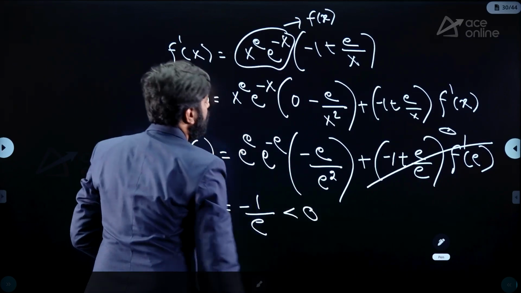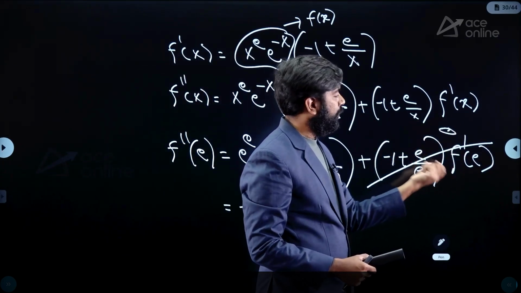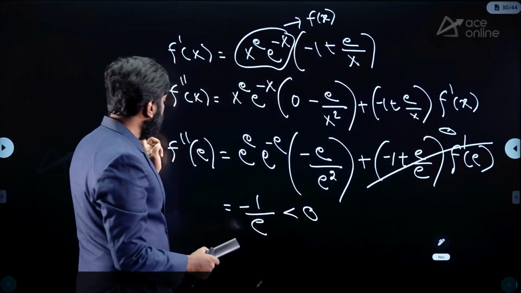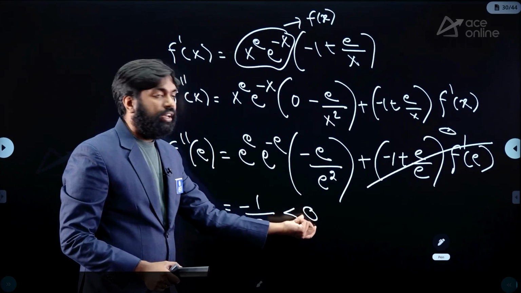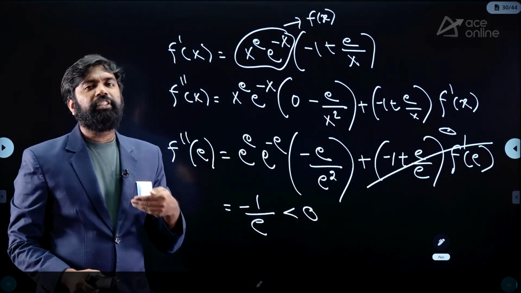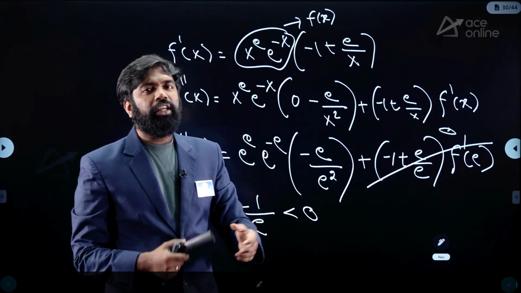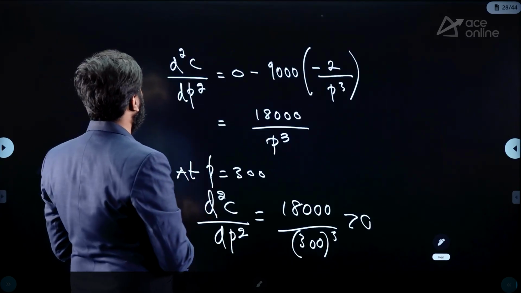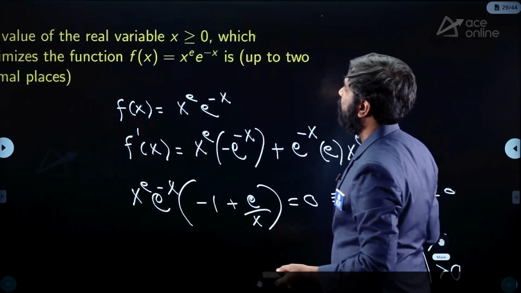Clearly this is less than 0. This term has vanished because after substituting e, it is giving you 0. What is the second derivative value at x equal to e? It is minus 1 by e, which is negative. Whenever the second derivative is negative at that stationary point, you can conclude that at x equal to e, the function f of x reaches the maximum value.